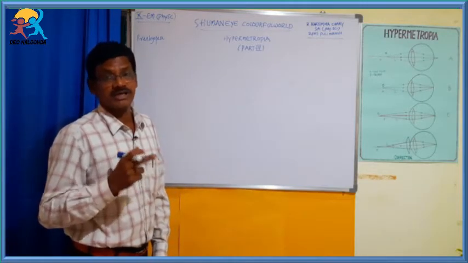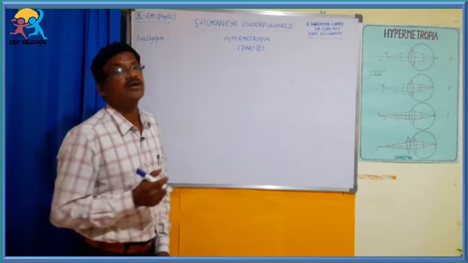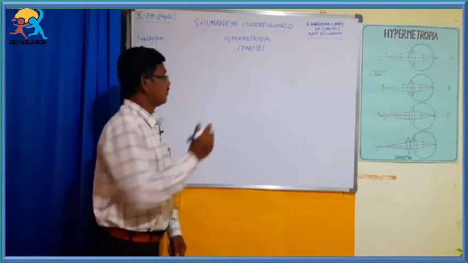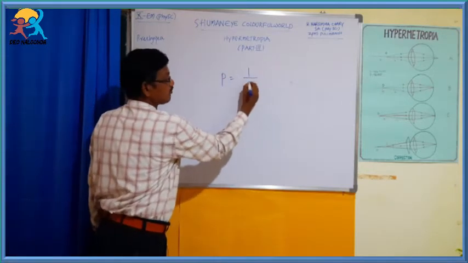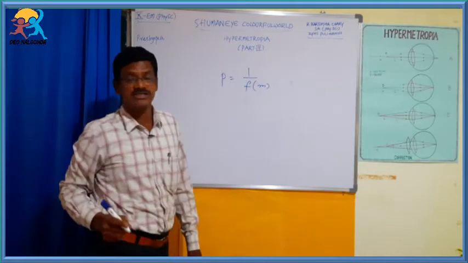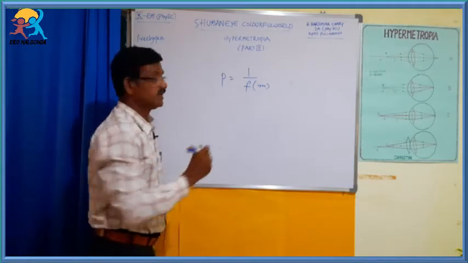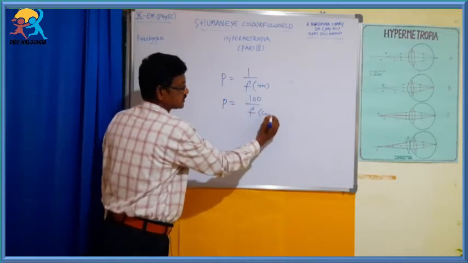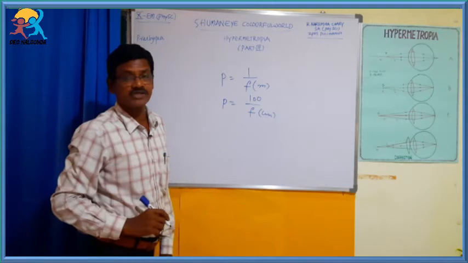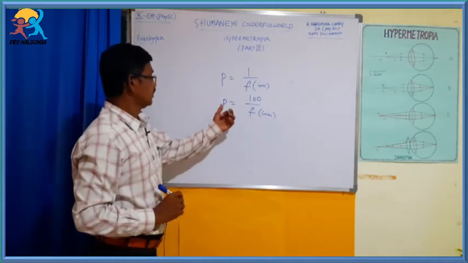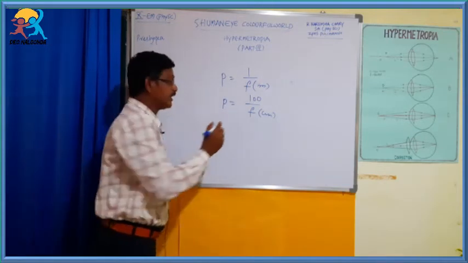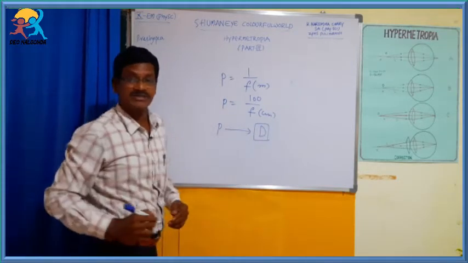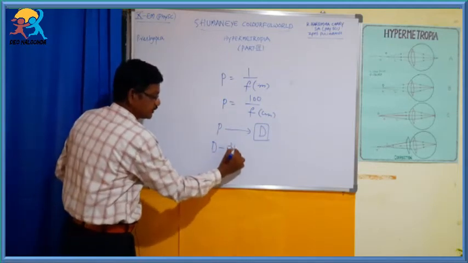Power of lens is related to the focal length of the lens. Power of lens is the reciprocal of focal length, with focal length expressed in meters. We also express power of lens using centimeters, taking power of lens equal to 100 by f, and we must write the units beside f, centimeters. Power is expressed in capital D. D stands for diopter, the unit of power.